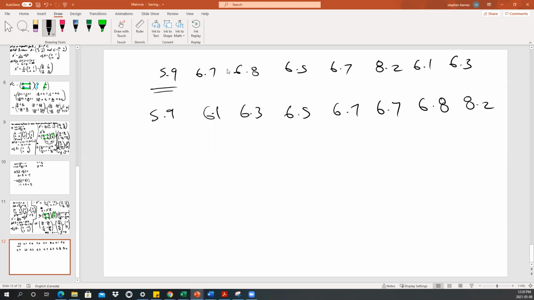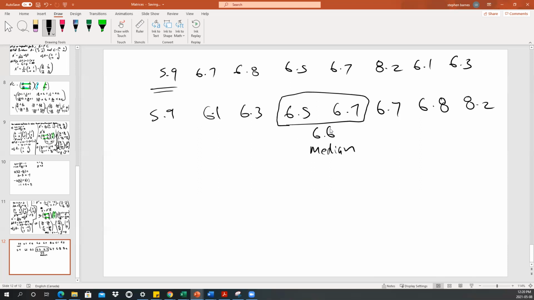Now, by the looks of this, first of all, how many numbers do we have? 1, 2, 3, 4, 5, 6, 7, 8. So for the median, we look at these two, add them up and divide by 2. What will we get? 6.6. So 6.6 is the median.